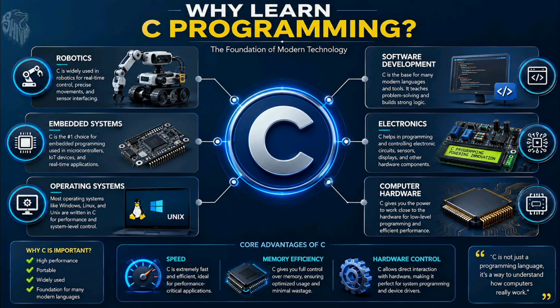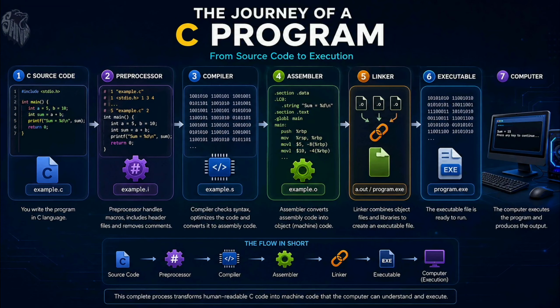2. Why learn C? C is important because it is fast. It uses memory efficiently. It helps you understand how a computer works. It is widely used in embedded systems and robotics. Many modern programming concepts are easier to understand after learning C. It is the foundation of languages such as C++ and influences many others.